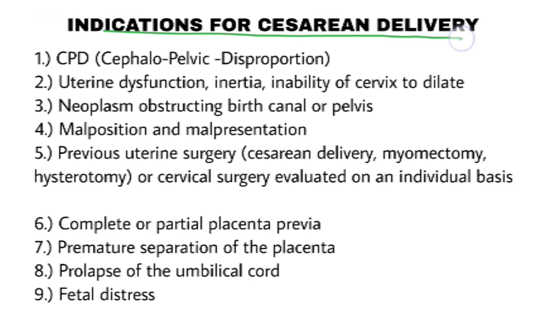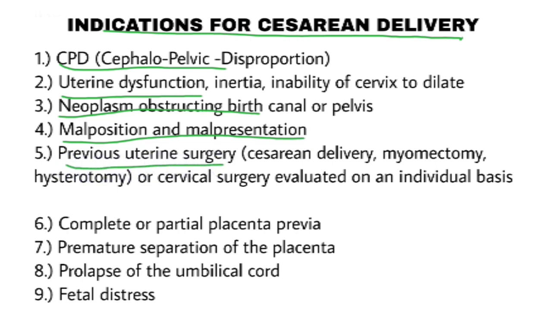Indications of C-section. If there is any problem in the structure of the pelvis, like CPD, or if the muscles are not working properly, and the contraction and relaxation are not in the correct proportion, it will damage the muscles and membranes, and even affect the baby. So normal delivery is not possible. Neoplasm obstruction is extra growth, like tumors present in the uterus, which will affect normal delivery. Malposition and malpresentation of the baby, and any previous uterine surgery or previous scar will affect the contraction and relaxation process.